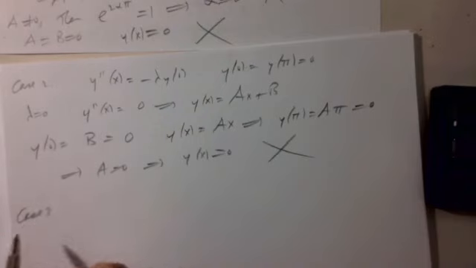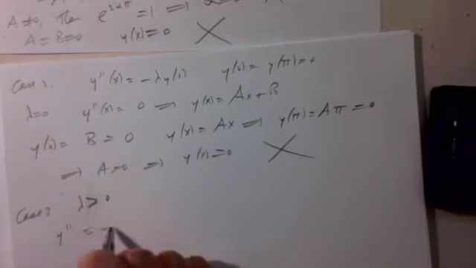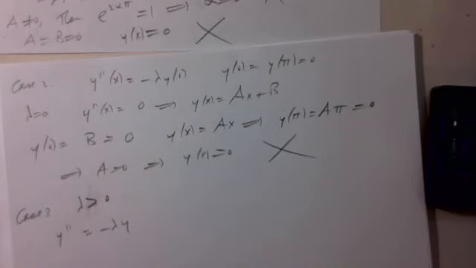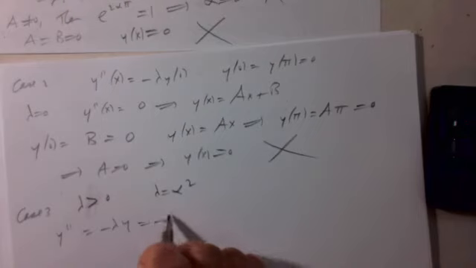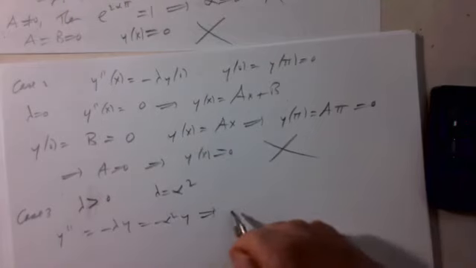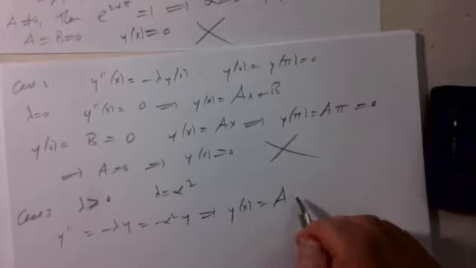So in order to have a non-zero solution, it must be the case that lambda is strictly greater than 0. It's positive. So if you have y double prime equals minus lambda y, with lambda positive, so lambda equal alpha squared, the only possible solution, the general solution, is a linear combination of trig functions.